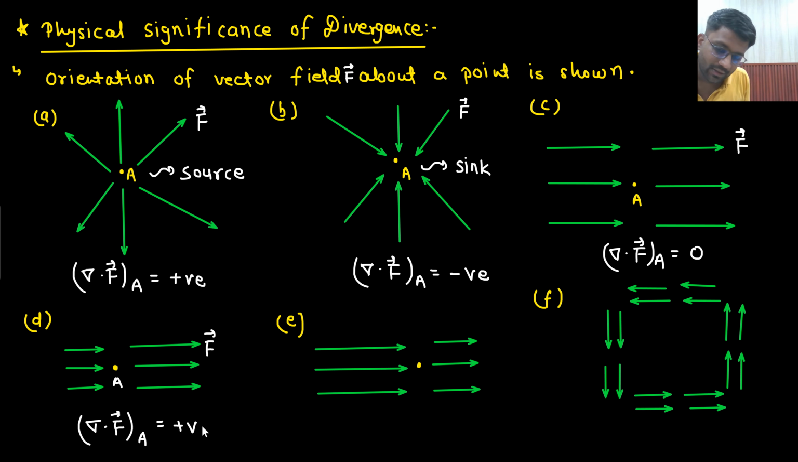That means this will be positive only. Here again the same field lines. This is the point A. What do you think? What will be the value of del dot F at point A?